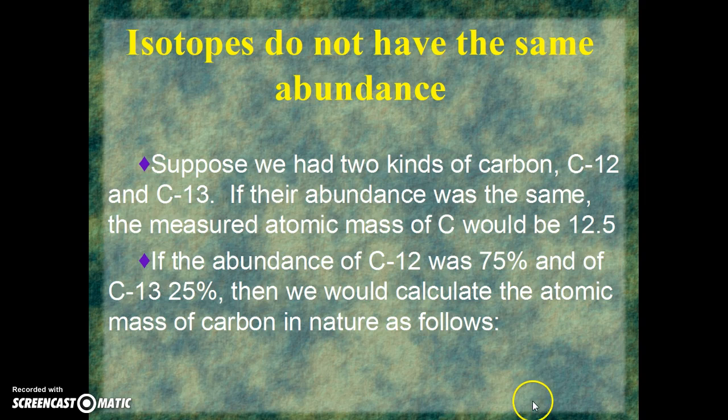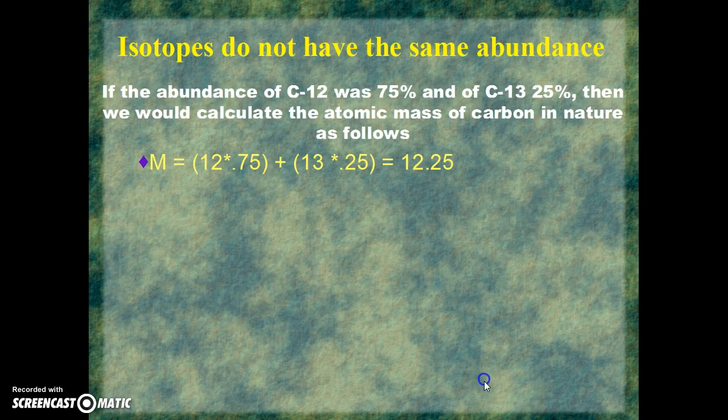Now, isotopes do not all have the same abundance. Suppose we had 2 kinds of carbon, carbon-12 and 13. If their abundance were the same, then the measured atomic mass of carbon would have to be 12.5. If the abundance of carbon-12 was 75% and of carbon-13 was 25%, then we would calculate the atomic mass of carbon in nature just like we did the ducks. The mass is equal to 12 times its abundance, 0.75, plus 13 times its abundance, 0.25, or 12.25, if that were the abundances.